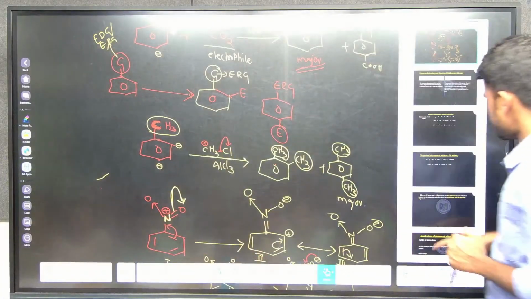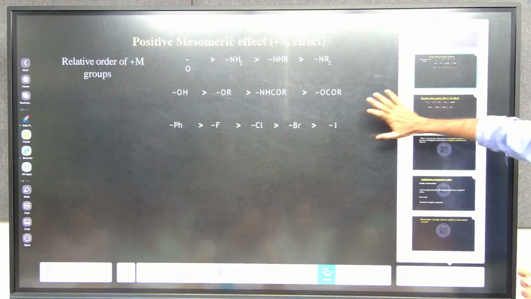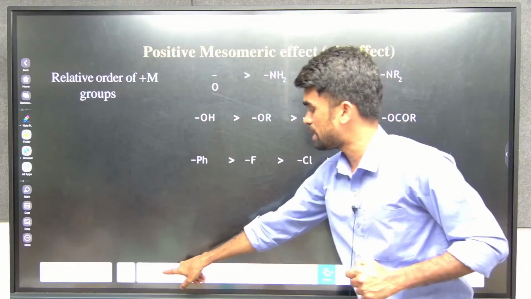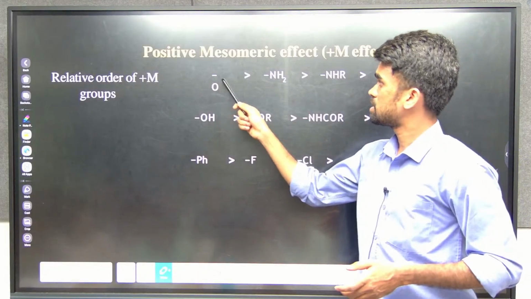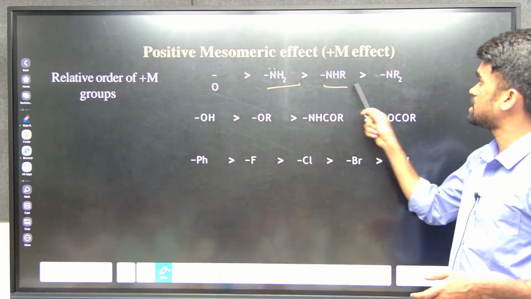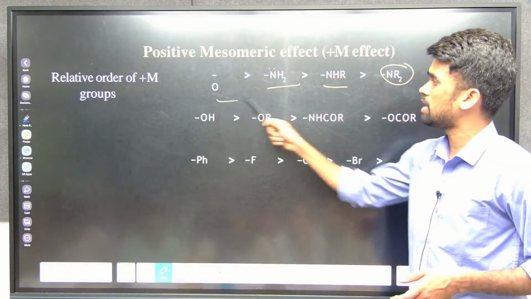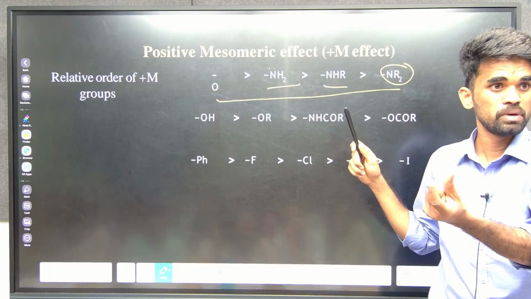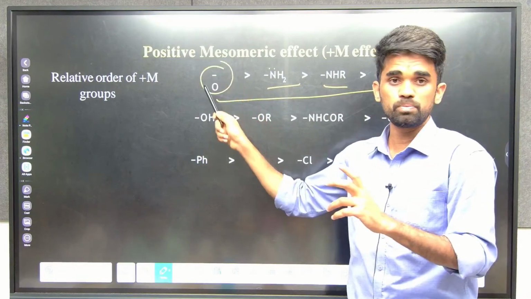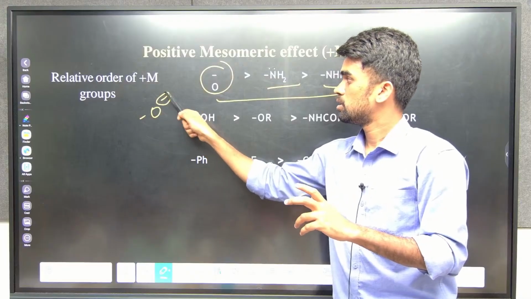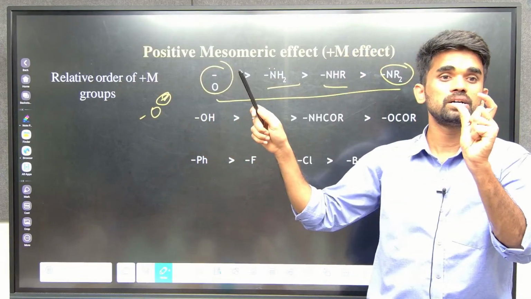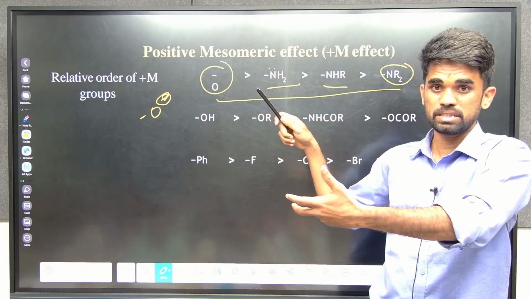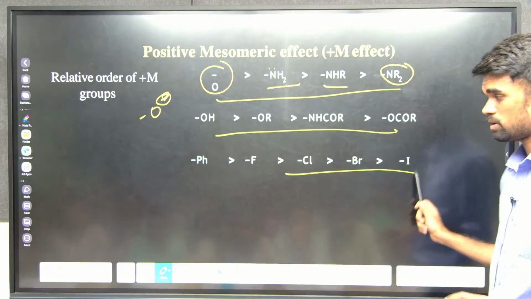Now we'll see what are the groups here. See, we have groups like this. How can you remember them? O minus, NH2, NHR, NR2. So this is the order of, like we have discussed about which is strong plus I group, minus I group. Similar to that, which is strong plus M group? O minus. It means more negative charge on it, more easily it will donate into the ring. More ring activation takes place. Okay, like that, this is the order. Okay, right.